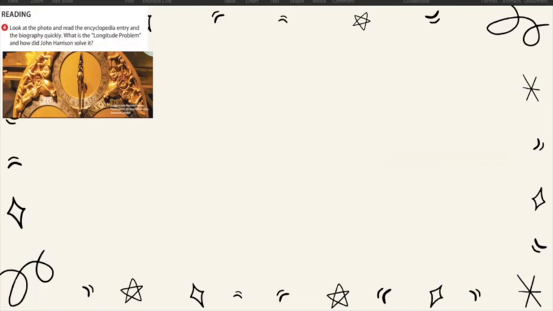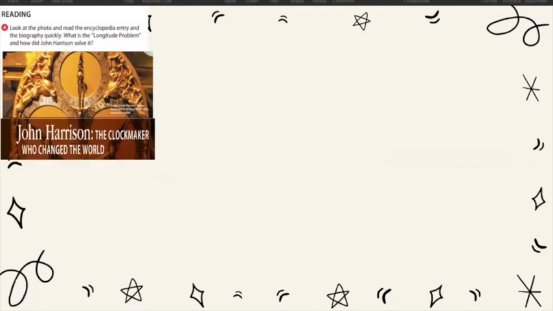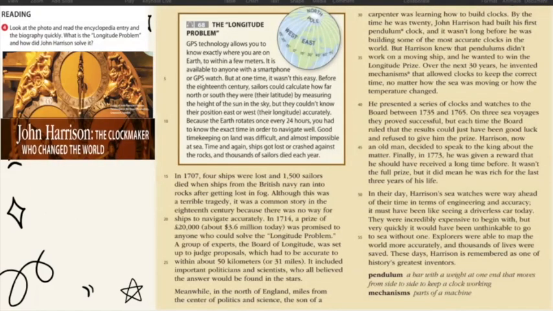Well, here we have the picture of it looks like a clock, but it's not a clock. You are going to find out what it is. And here we have the name. So please listen and read the text. John Harrison, the clockmaker who changed the world. The longitude problem.